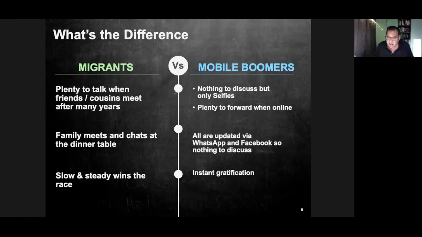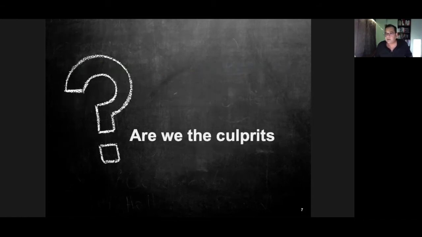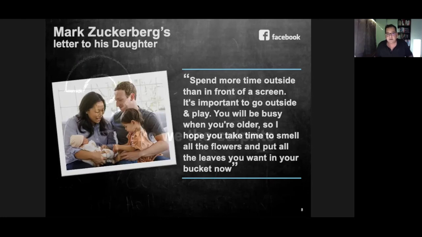But the question is, are we the culprits? Was this a matter of choice for us, or was it a matter of force? I believe today is a poignant time to think about it, because I think it's a matter of choice. And I say this because one of the people responsible for creating this, while writing a letter to his daughter, says, and this is Mark Zuckerberg no less, spend more time outside than in front of a screen. It's important to go outside and play. You will be busy when you're older, so I hope you make time to smell all the flowers. Now, if he can tell this to his children, then why are we doing any different with our children? And he's not alone in his thought.